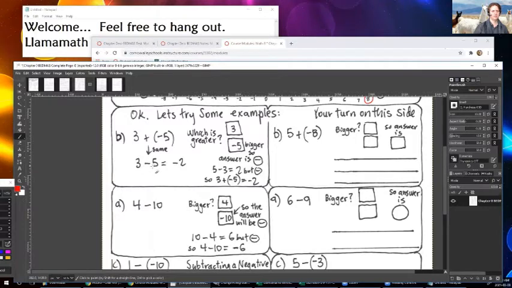3 minus 5, you're going to look at the two different numbers, +3 or -5, which has more? More negatives or more positives? It's more negatives. So the answer is going to be negative. Then I'm going to take the bigger number, regardless of the sign, minus the smaller number. 5 minus 3 is 2. But it's negative, so the answer is going to be negative 2.